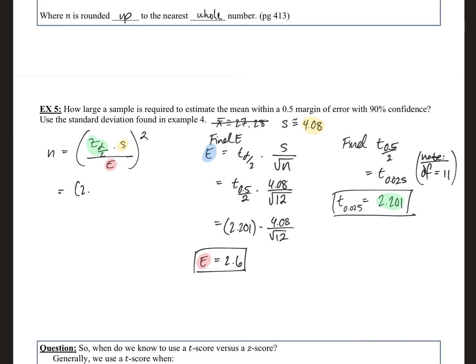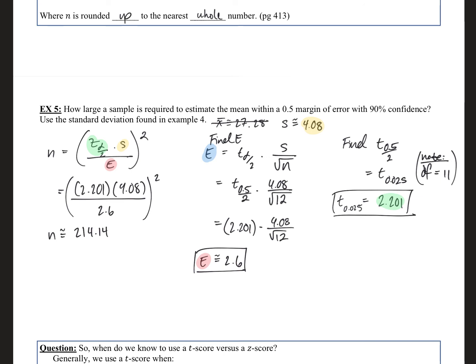I'll go ahead and plug these in. So we have the 2.201 times our S value, which is 4.08, divided by E, or margin of error, 2.6. We'll go ahead and square that. Let me plug that into my calculator and see what I get. It comes out to about a repeating decimal, about 214.14. And remember, we need to round up. So rounding up to the nearest whole number would be 215.